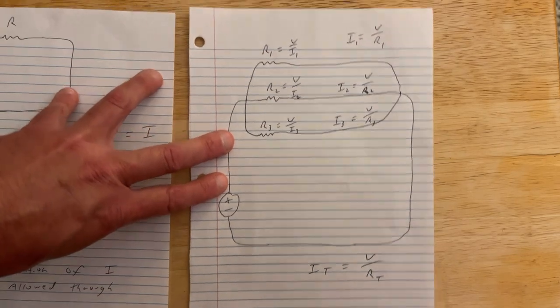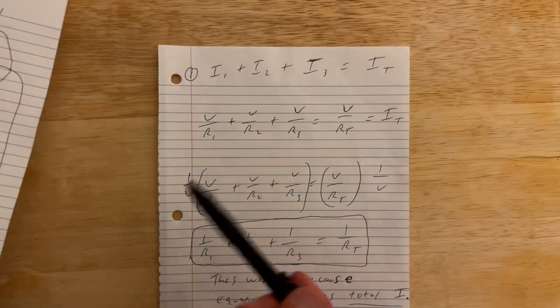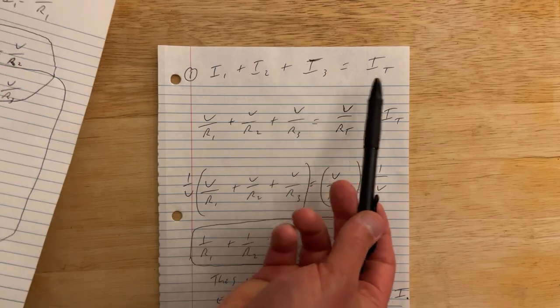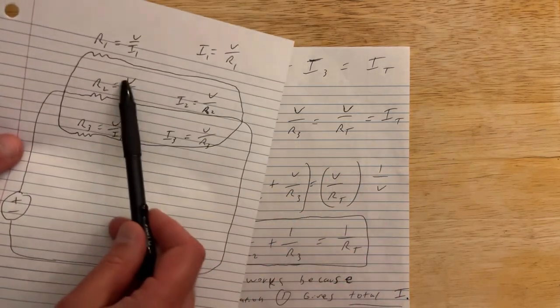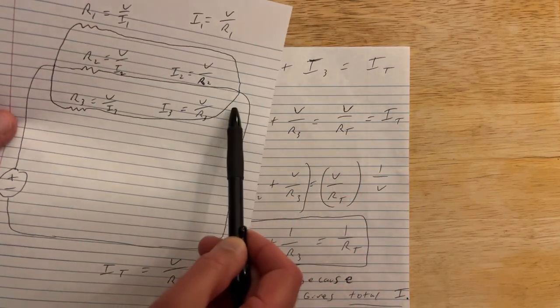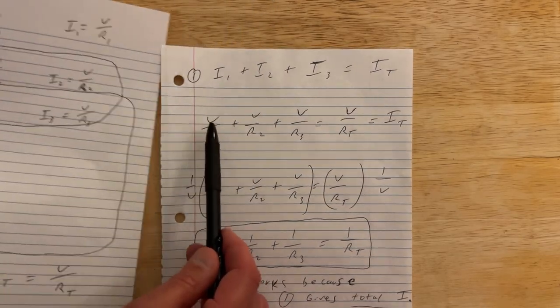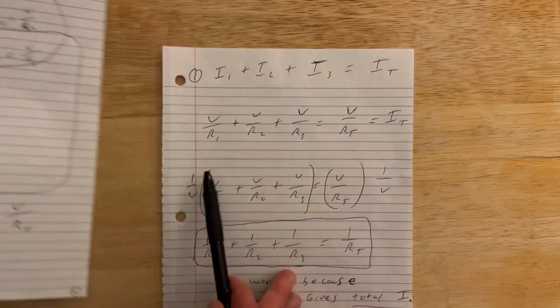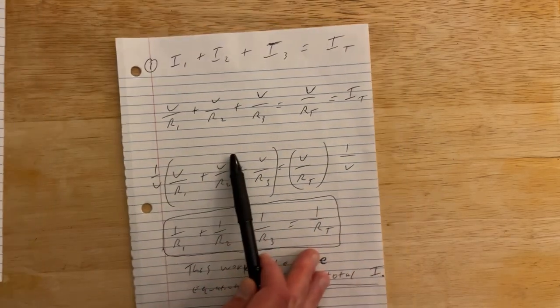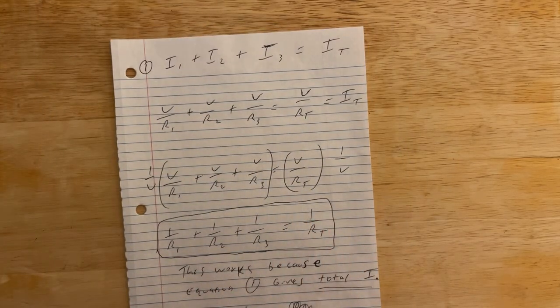So what we're doing here is taking current 1 plus current 2 plus current 3 to get our total current. So current 1 plus 2 plus 3 all combine to give us our total current. And there's the formula for each current, voltage over resistance right there. And that's how we get our formula for adding our resistors in parallel.